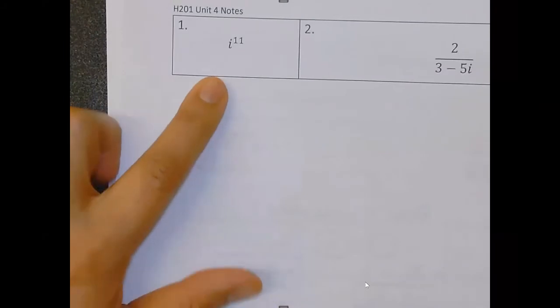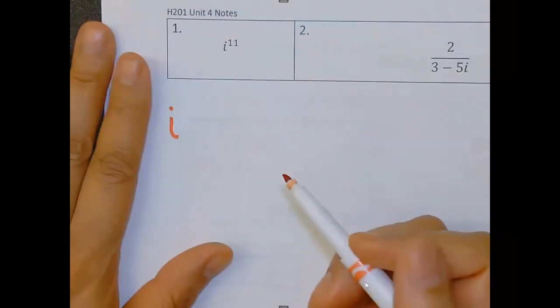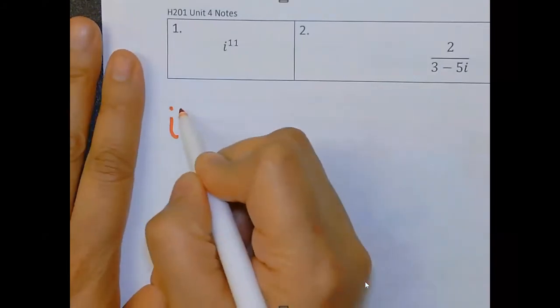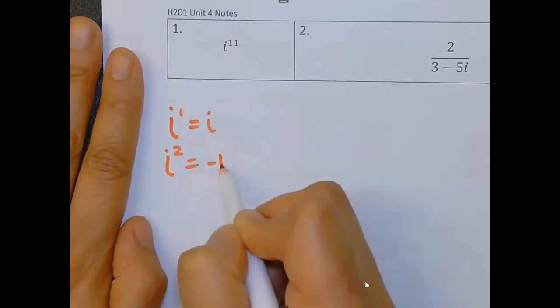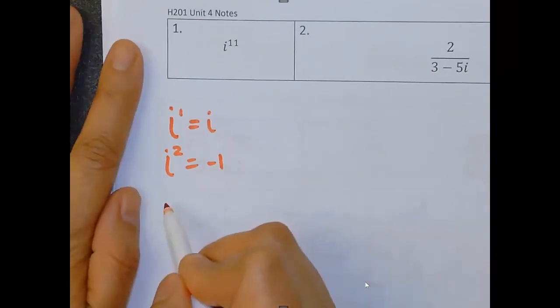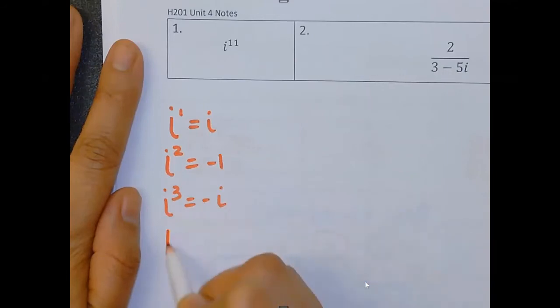Powers of i. They actually repeat. Make sure you won't have your notes later on, so you actually have to remember: i to the first power is i. i squared by definition is negative 1. i cubed is negative i. And i to the fourth is a positive 1.